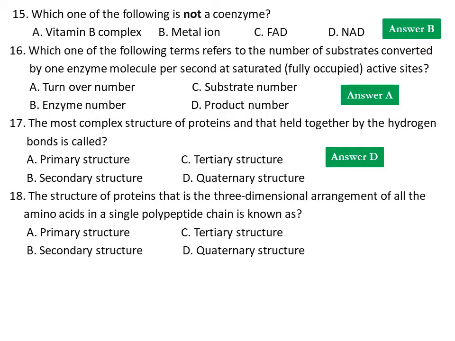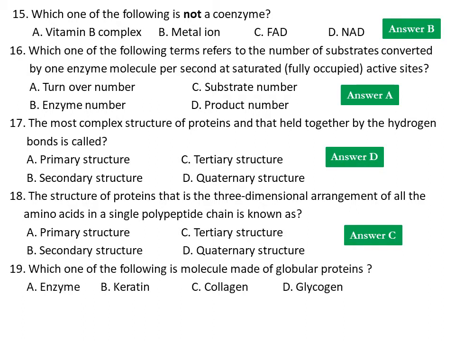Question number 18. The structure of protein, that is the three-dimensional arrangement of all amino acids in a single polypeptide chain, is known as A. Primary structure. B. Secondary structure. C. Tertiary structure. D. Quaternary structure. So the answer should be C. Tertiary structure is the three-dimensional arrangement of protein structure.